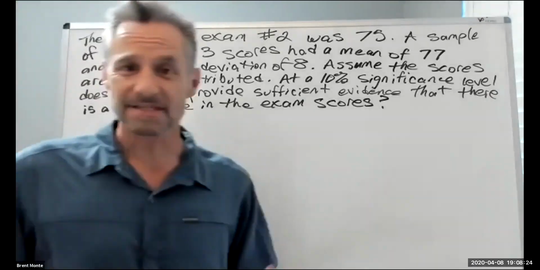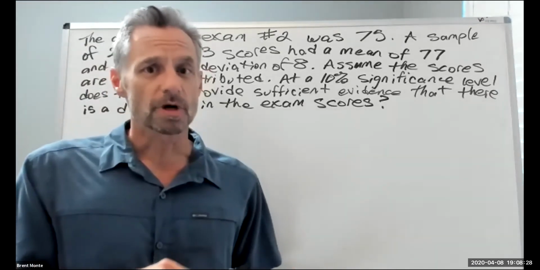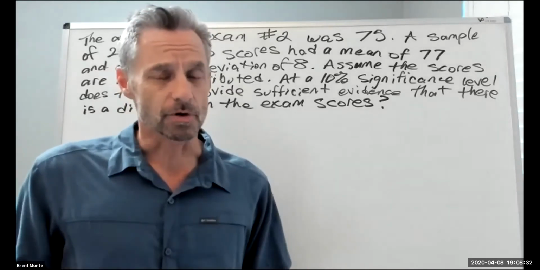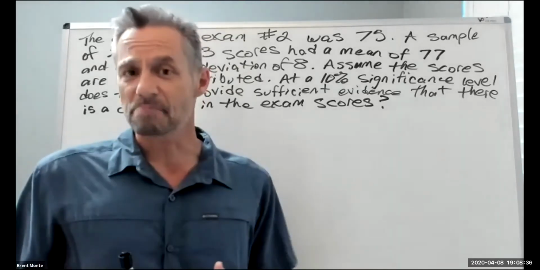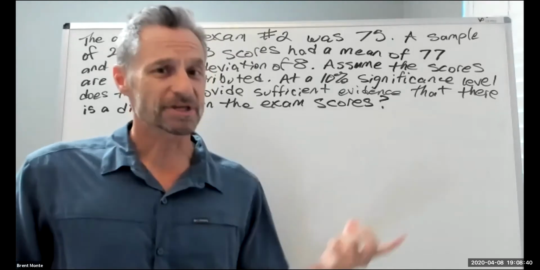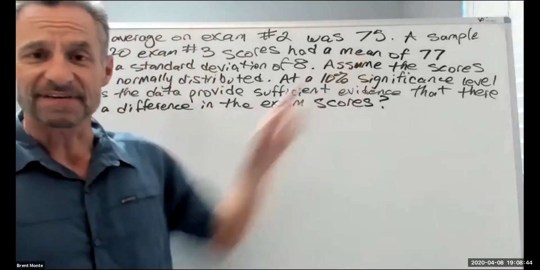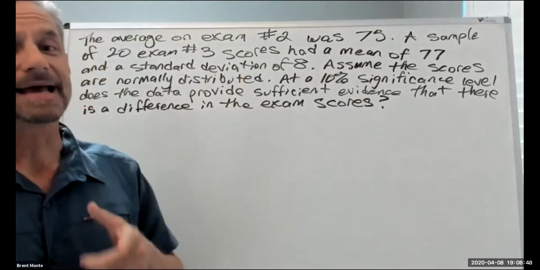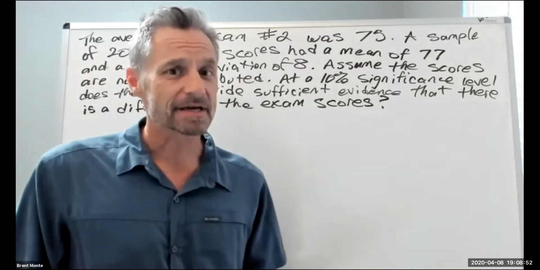Okay, so here's the idea. We know that the average on exam 2 was 75%. That's our population mean for exam 2. We are trying to see if exam 3 has a different mean than the 75. So we took a sample of 20 scores, and out of those 20 scores, we got a sample mean of 77 and a standard deviation of 8. Now, we're testing a mean, so it's either a z-test or a t-test.